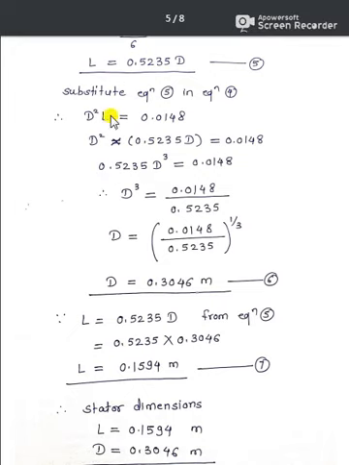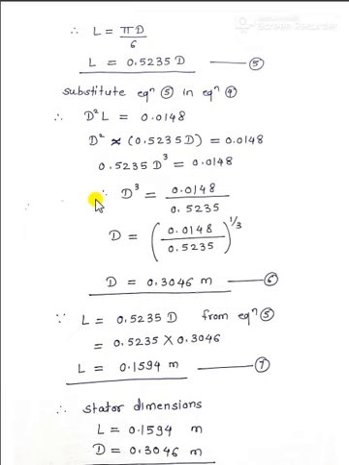Now substitute equation number 5 in equation number 4. Equation number 4 is d square L is equal to 0.0148. So by substituting the L value, we get d cube is equal to this expression. For finding d, we take the cube root of this ratio. So by solving this, we get d is equal to 0.3046 meter. Call this equation number 6.